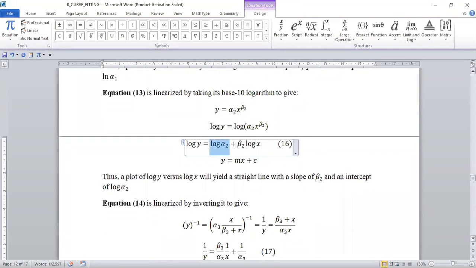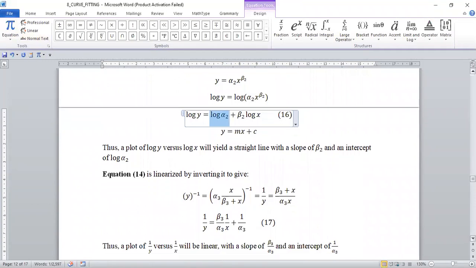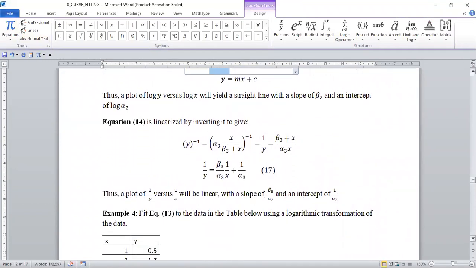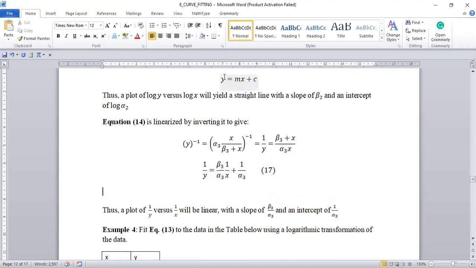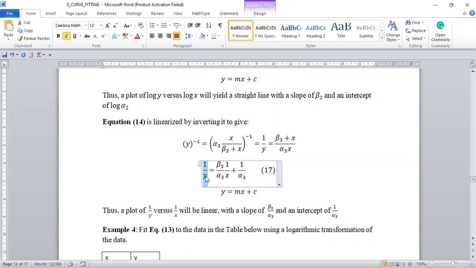So for the last non-linear model, you linearize it by taking the inverse of both sides of the equation. When you take the inverse, you arrive at this. Then the final form is this. Then if you compare it with y is equal to mx plus c, in place of y, you have this.